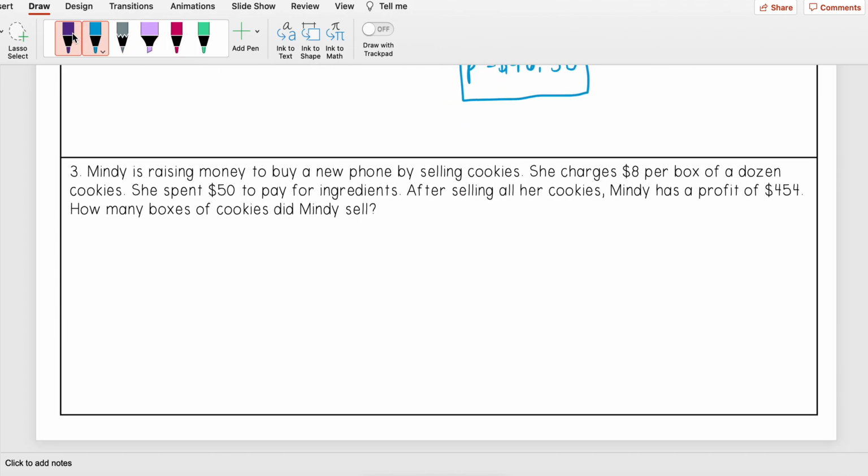Okay, let's look at one last one. So this one says that Mindy is raising money to buy a new phone by selling cookies. She charges $8 per box of a dozen cookies. She spent $50 to pay for the ingredients. After selling all her cookies, Mindy has a profit of $454. How many boxes of cookies did Mindy sell? So first, I want to label my variable. You can always find this in the last sentence. It's what we're trying to find. And this one is trying to find how many boxes of cookies.